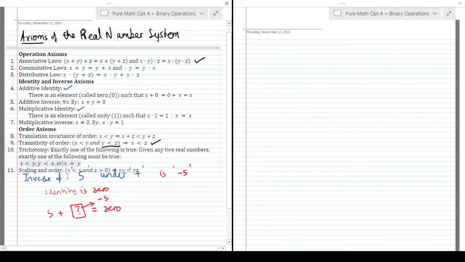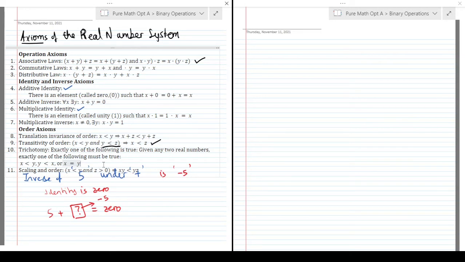So if I give you any two real numbers, let's say I give you one in your left hand and one in your right hand. Either what is in your left and what is in your right is going to be the same thing, or the one in your left is going to be less than the one on your right, or the one on your right is going to be less than the one on your left.